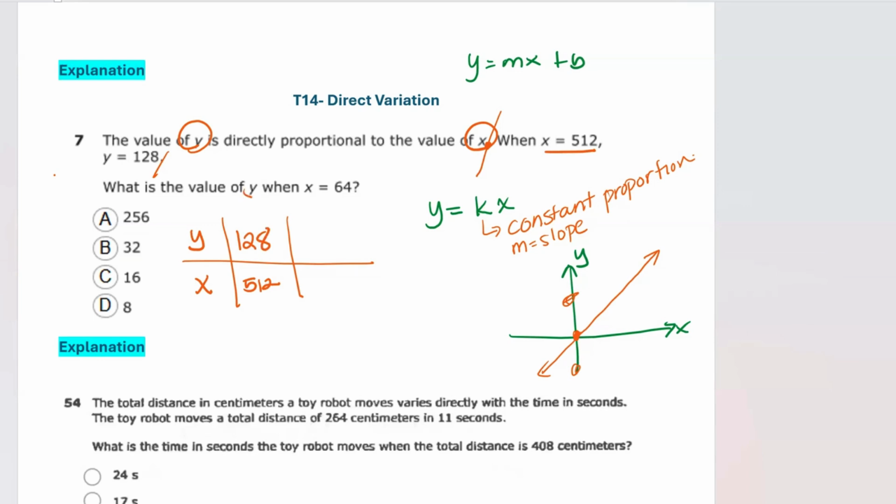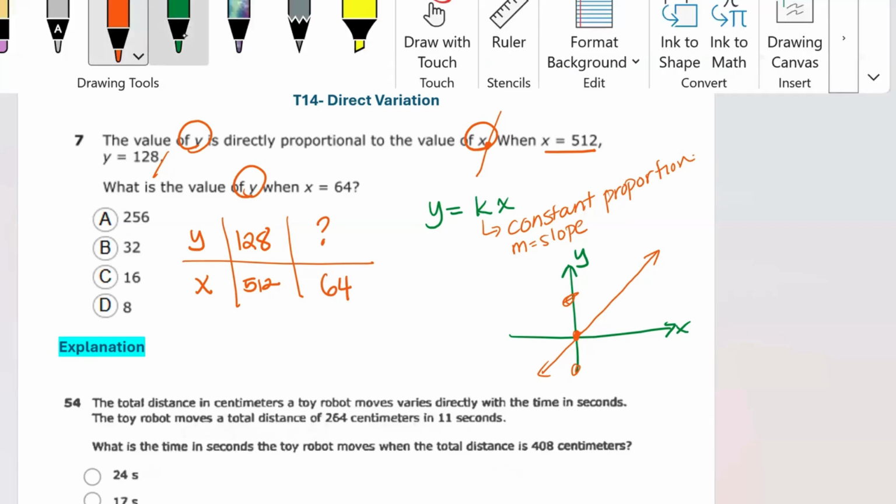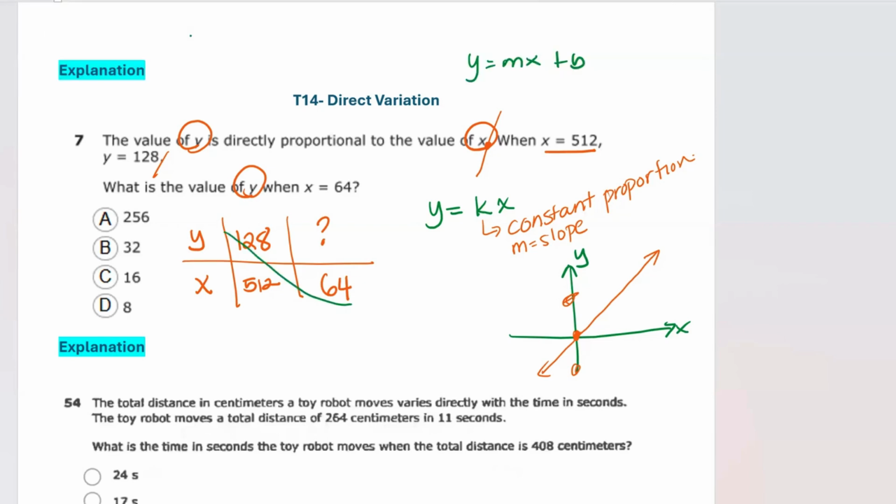what is the value of y? That's the question. What is the value of y when x is 64? So now you're going to apply what you learned in the past, the bat and the ball. Cross multiply and divide. Now, I'm going to multiply 128 times 64.